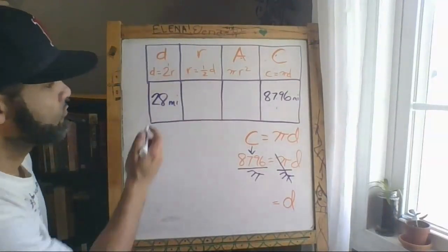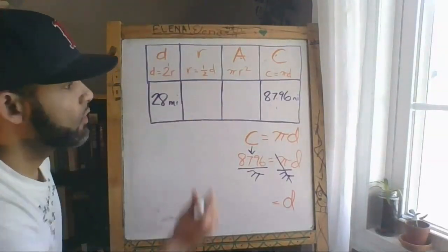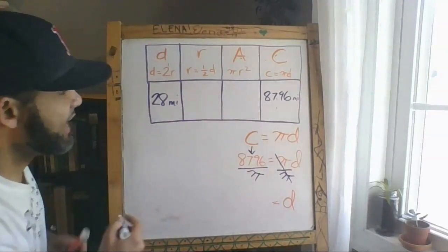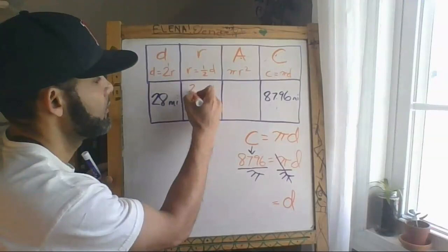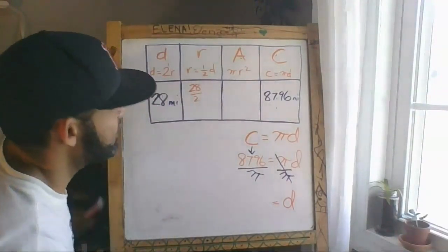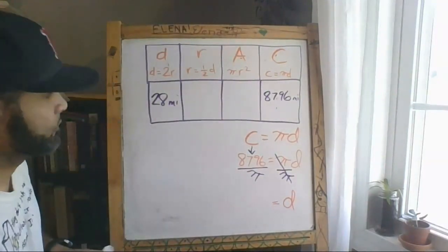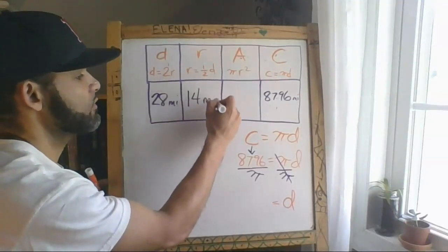Okay. Now, if the diameter is 28, what's the radius? Well, the radius is half the diameter. Half of the diameter. In other words, 28 divided by 2. Well, what is 28 divided by 2? 28 divided by 2 is 14. So our radius is 14 miles.